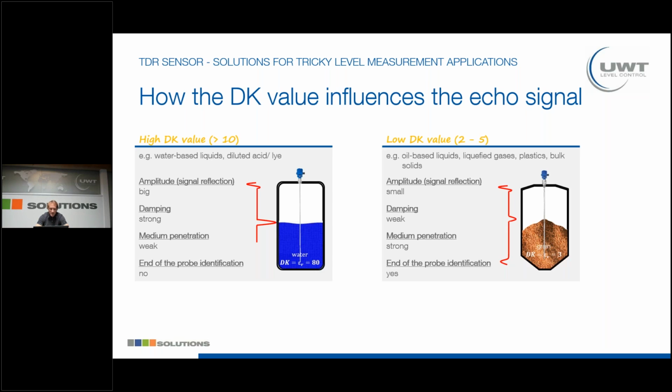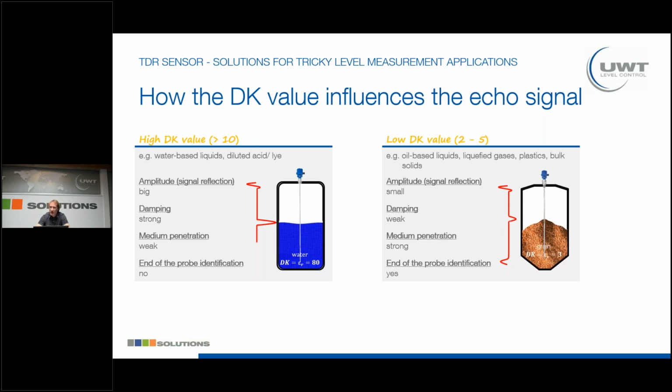And also when a microwave propagates through the medium, some parts of the energy are reflected, and some other parts penetrate the medium. The damping is very strong in a medium with high decay values, and the penetration is weak because of the strong damping. So we do not see the end of the probe, so the microwave does not reach the end of the probe in a medium with high decay value.